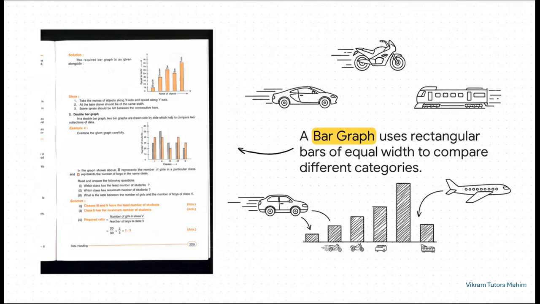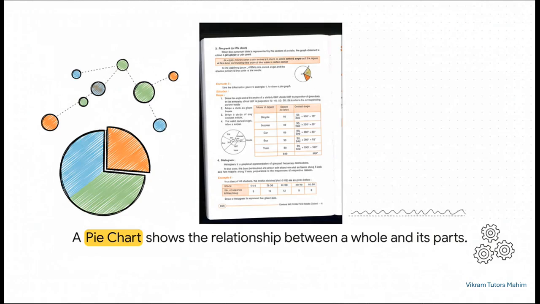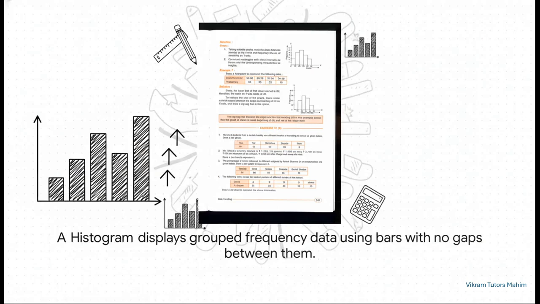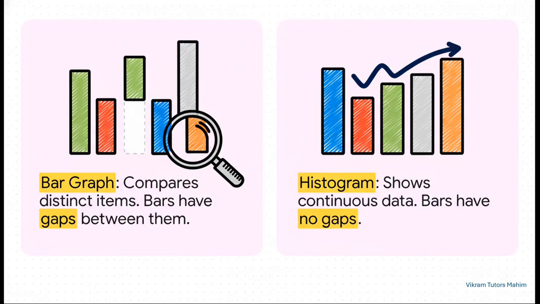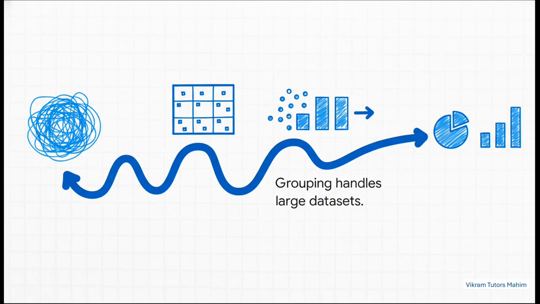Bar graphs are perfect for comparing different things, like, say, the speeds of different cars. Pie charts are great for showing proportions, or how a total is divided up into parts. And then you have histograms. These are for data in continuous groups, like showing student test scores. So the big difference here is the gaps. Bar graphs compare separate things. Histograms show connected ranges.